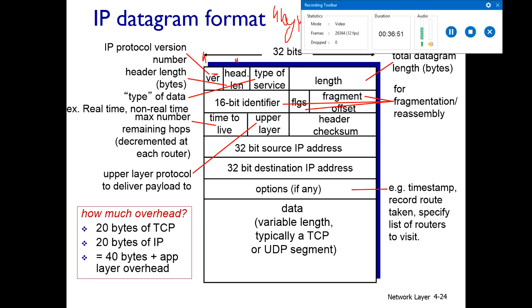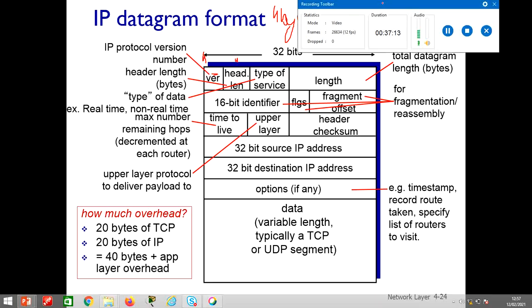Then is type of service. Type of service is used to determine the type of data it is carrying. For example, it might be useful to distinguish real-time datagrams, such as those used by IP telephony, from non-real-time datagrams, for example FTP. So what is the type of data?